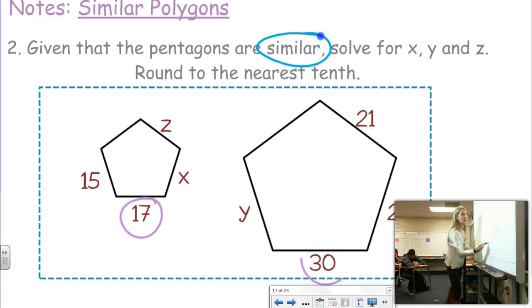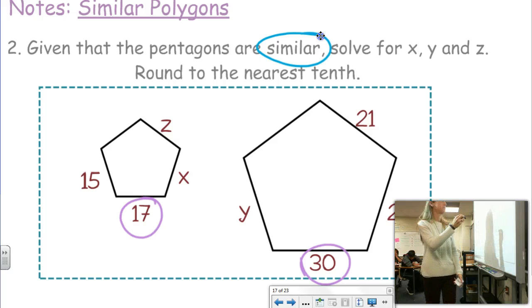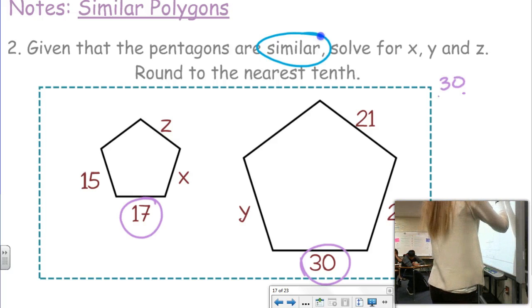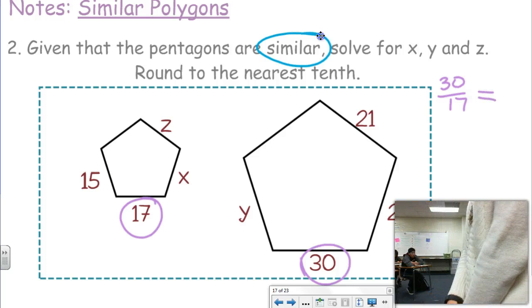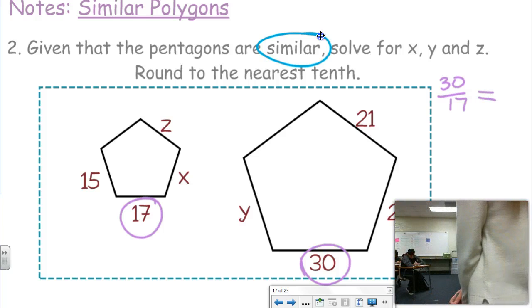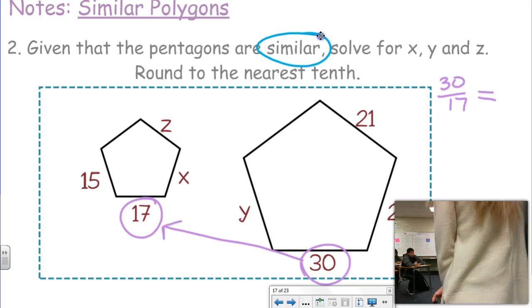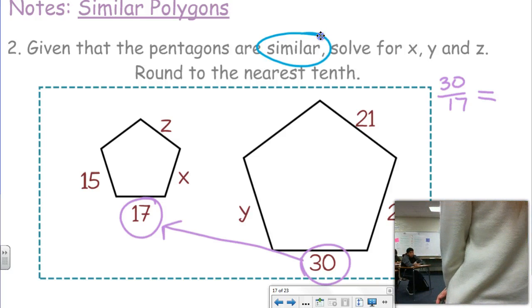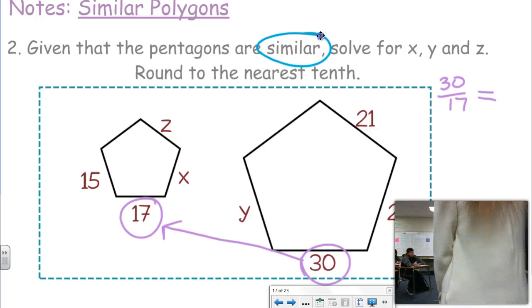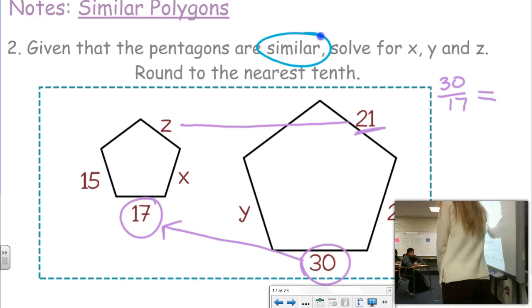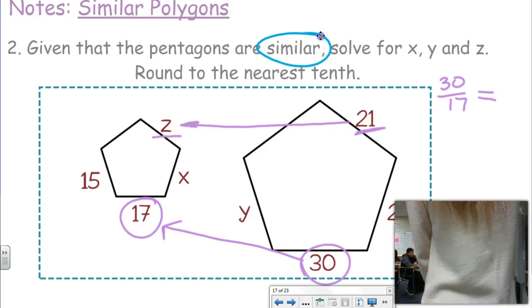So this is the key to our problem. Those are 2 corresponding sides and no variables. We're going to use those 2 sides 3 times in a row to solve for x, solve for y, and solve for z. So let's set up a proportion. 30 is to 17 as 21 is to z.